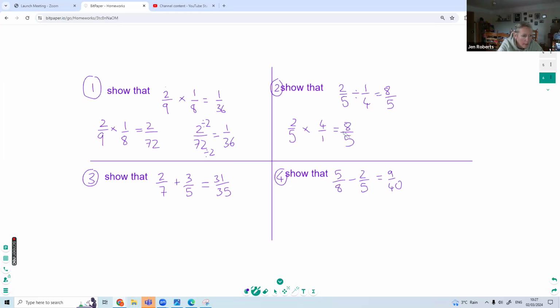8/5. Common denominator is 35. Well, lowest common multiple of 7 and 5 is 35. So times 5, times 7. Add the numerators, leave the denominator the same. Common denominator is 40, or the lowest common multiple of 8 and 5, times 5, times 8.